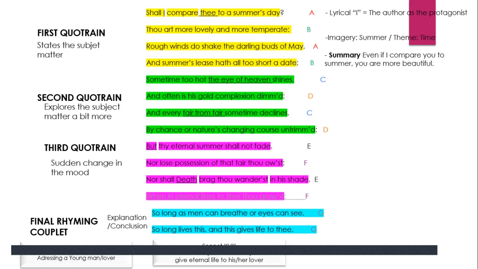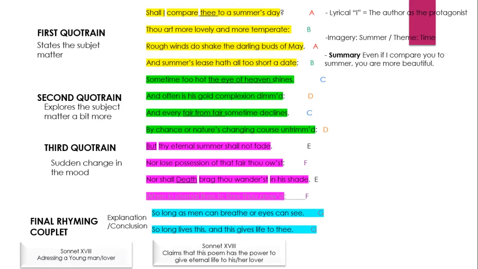So even the conclusion of this, or the summary of this quatrain, is that even if I compare you to summer, you are more beautiful because you are more constant and you last more. Yes, this is the idea of the first quatrain.